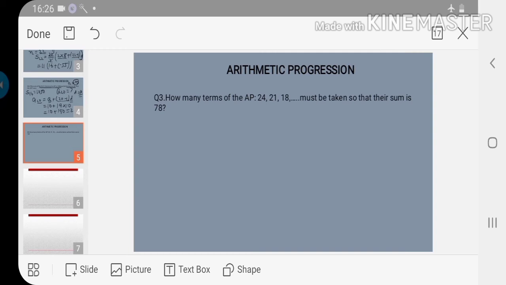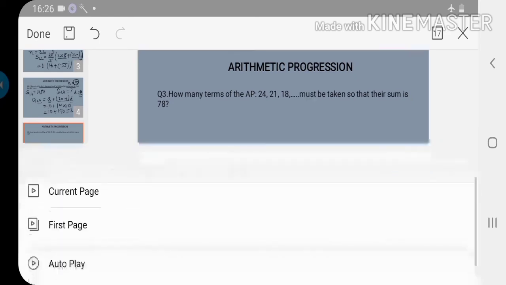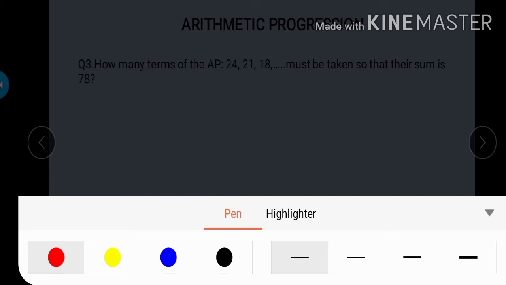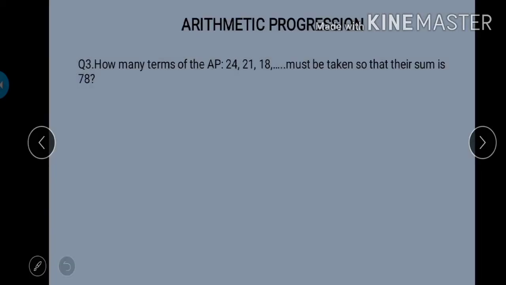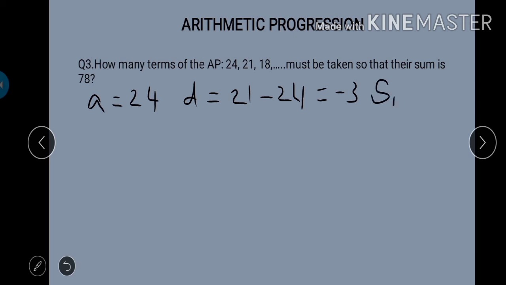Here we have how many terms of the AP 24, 21, 18 must be taken so that their sum is 78. So here we have a is equal to 24, d is equal to a2 minus a1, that is 21 minus 24, that is equal to minus 3, and we have Sn is equal to 78.